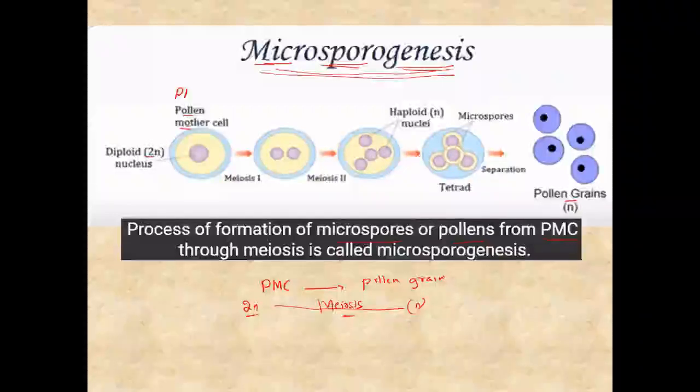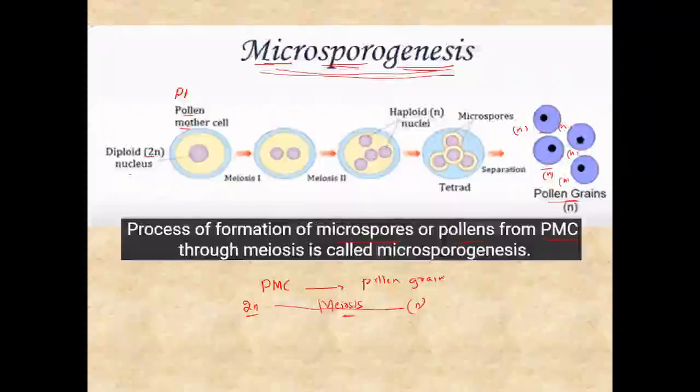See, each cell will divide to form 4 haploid. Each of the cells is haploid. They have only n number of chromosomes. They divide to result in the formation of 4 haploid microspores or 4 haploid pollen grains. The arrangement of these pollen grains varies from one plant to another plant. But how does the formation take place? This microspore or pollen grain is the first cell of the male gametophyte.